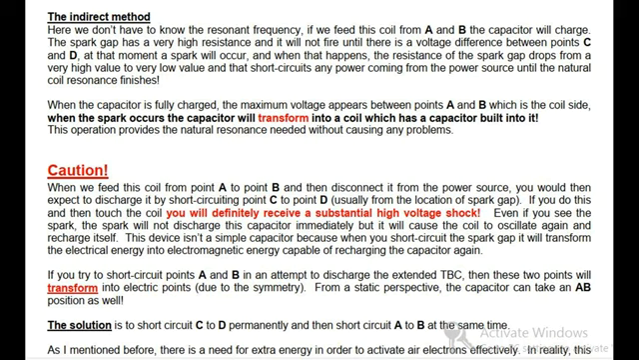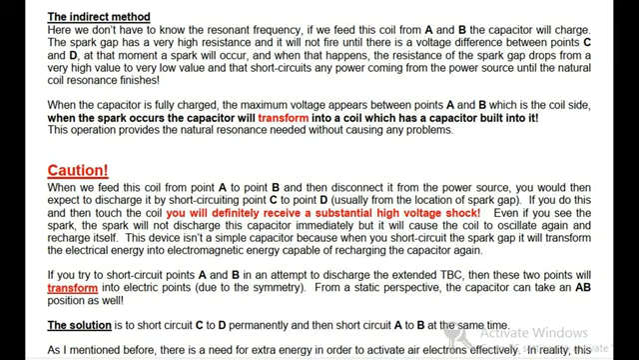Caution! When we feed this coil from point A to point B and then disconnect it from the power source, you would then expect to discharge it by short-circuiting point C to point D, usually from the location of spark gap. If you do this and then touch the coil, you will definitely receive a substantial high voltage shock. Even if you see the spark, it will not discharge this capacitor immediately, but it will cause the coil to oscillate again and recharge itself. This device isn't a simple capacitor because when you short-circuit the spark gap, it will transform the electrical energy into electromagnetic energy capable of recharging the capacitor again.